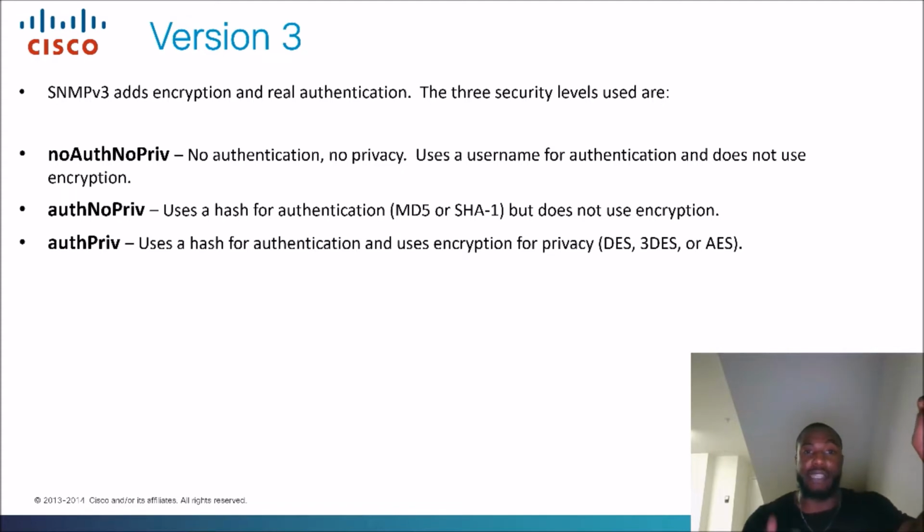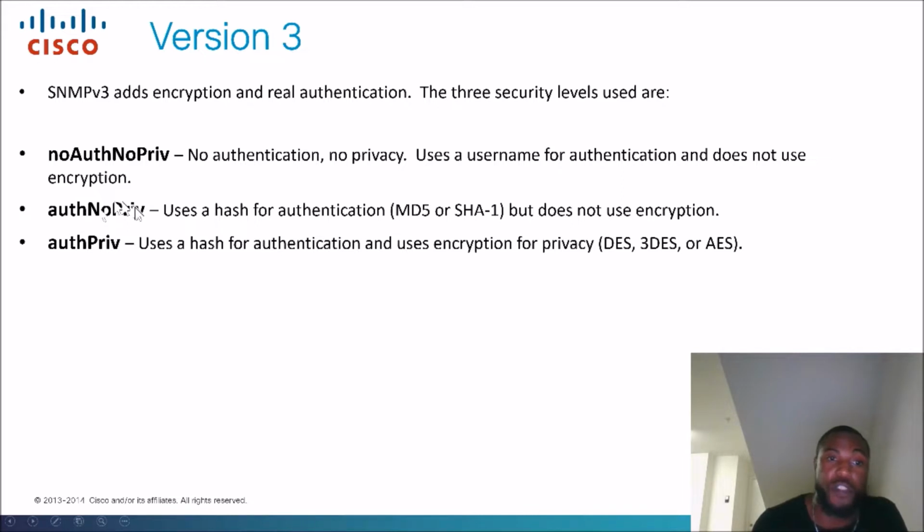SNMP version 3 adds encryption and real authentication. As we said in the last video, there are three security levels, right? We have noAuthNoPriv, which means there is no authentication and no privacy. Now, if you do a Wireshark capture, you can see the passwords and stuff like that, right? It uses the username for authentication, but it does not use encryption. So again, maybe if we have time, I'll do a Wireshark capture, and we'll try to capture these get responses and get requests, the polls and the traps, basically.